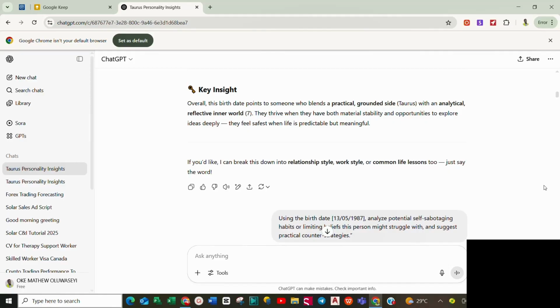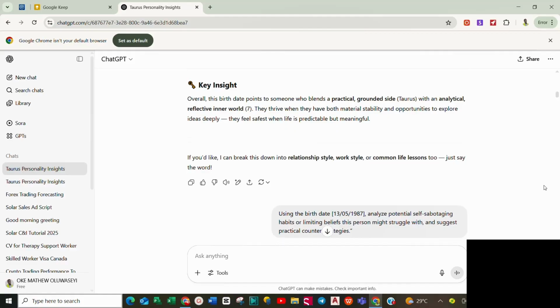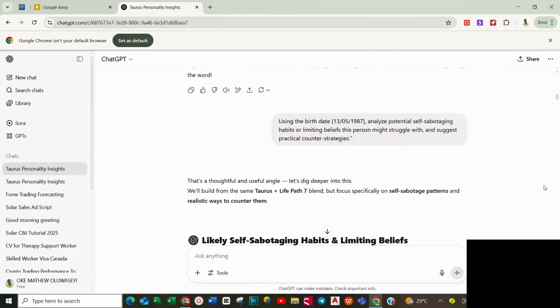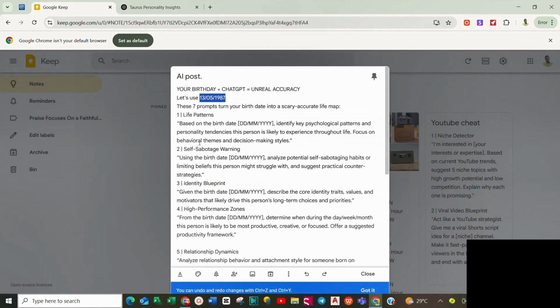They're always practical about things, with analytical reflection inward. Whatever act they do reflects the inner world in a way. So let's move on, as I said, because of our time. Let's talk about a self-sabotage warning, right?